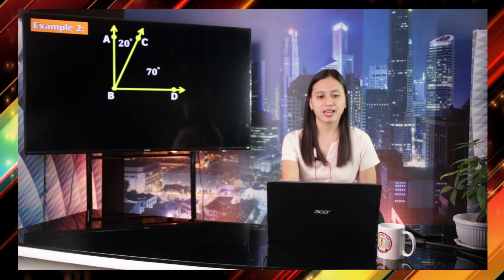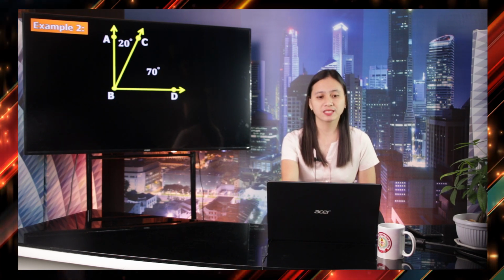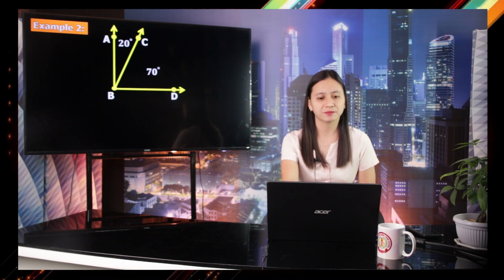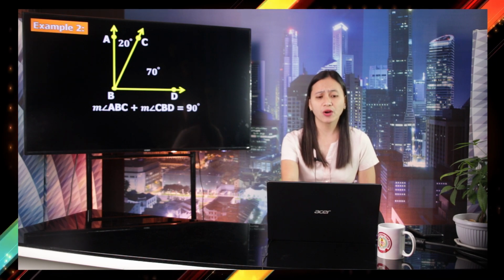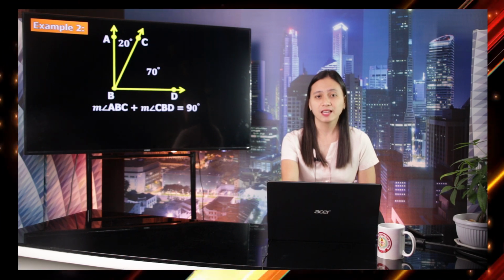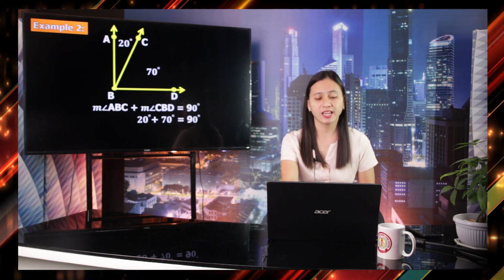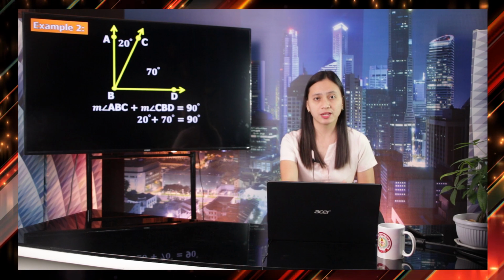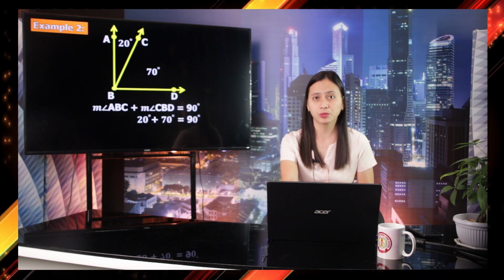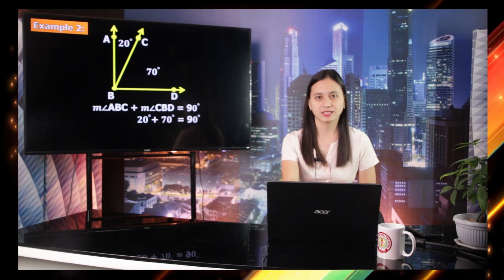Another example is angle ABC, which measures 20 degrees, and angle CBD that measures 70 degrees. Now, the measure of angle ABC plus the measure of angle CBD equals 90 degrees because, again, the measure of angle ABC, which is 20 degrees, plus the measure of angle CBD, which is 70 degrees. So 20 degrees plus 70 degrees equals 90 degrees.